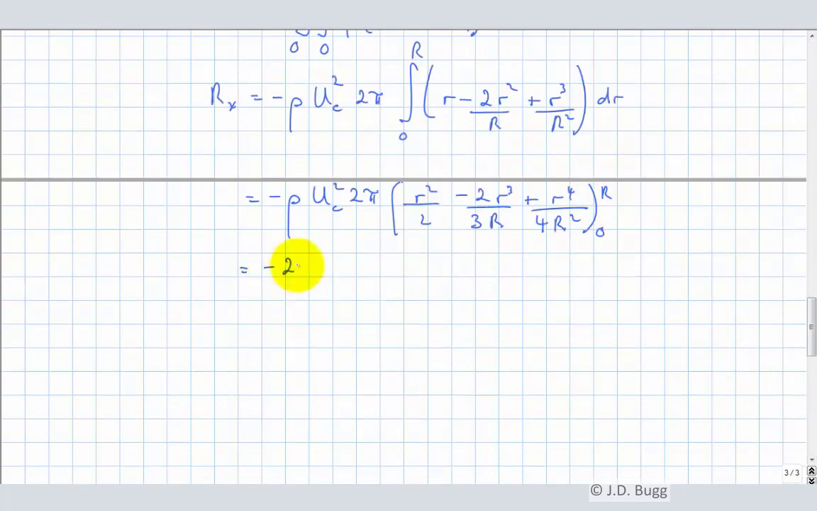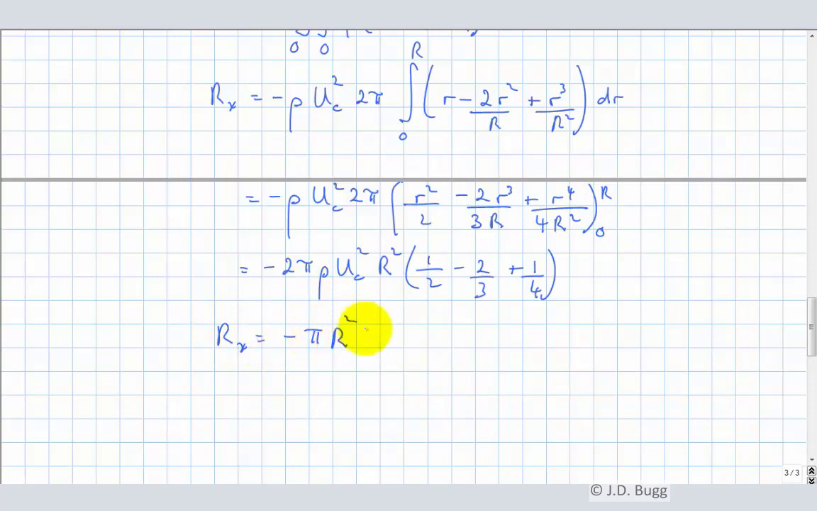So that's equal to negative 2 pi rho uc squared R squared times 1/2 minus 2/3 plus 1/4. So notice when you substitute in this R, there's an R squared. You can factor out every one of those terms. So this all evaluates to minus pi R squared rho uc squared over 6.